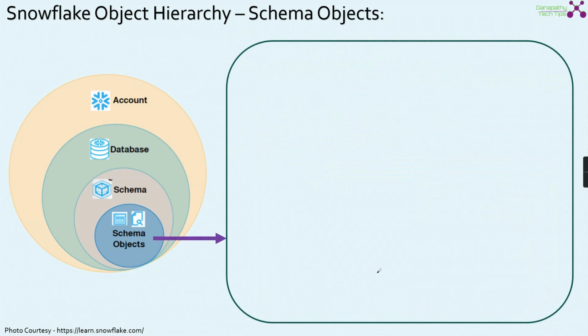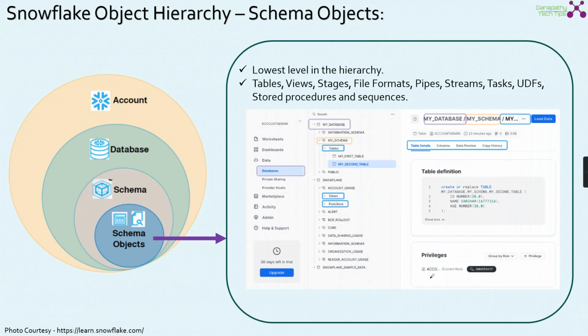Moving on to the final section of this hierarchy, which is the schema objects. This is the lowest level in the hierarchy. It contains all the important things, meaning all the baseline data is available in this schema objects section. So tables, views, stages, file formats, pipes, streams, tasks, user-defined functions, stored procedures and sequences. Everything is available. This diagram is a clear representation of it.